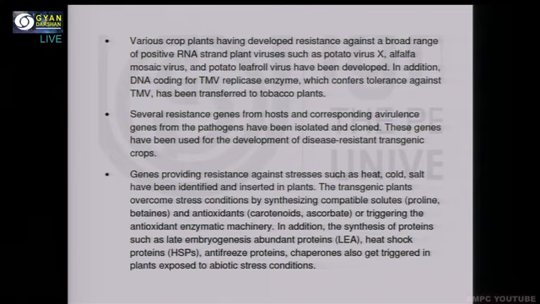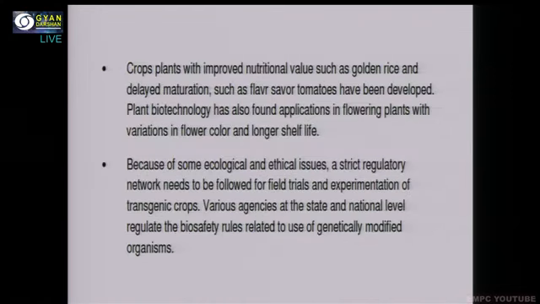And then you can generate plants which are desirable in agri-horticulture and floriculture. You generate Flavr Savr tomatoes which have delayed ripening, so you can increase the shelf life of the fruits. You can generate C4 rice, that means the C4 genes or enzymes can be overexpressed in C3 plants as well. So you see that you have a lot of implications in the improvement of the crop.